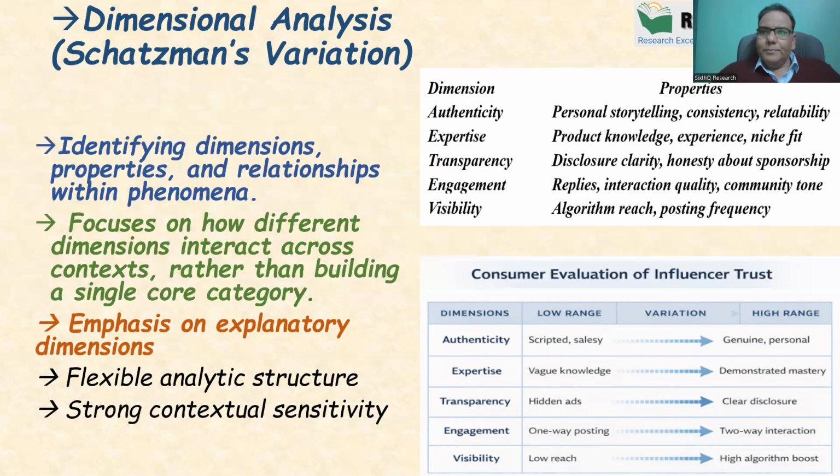So assuming this example, that some social media influencer puts a post on social media, how does that influence the customer? Customers are influenced in five ways, from five dimensions: whether they feel authenticity, whether they feel expertise in the social media influencer, transparency, engagement, and visibility. So these are the dimensions. So it is a consumer evaluation of influencer trust.